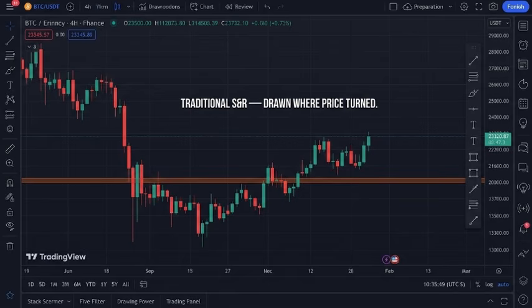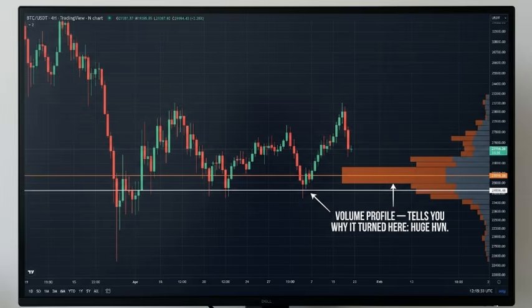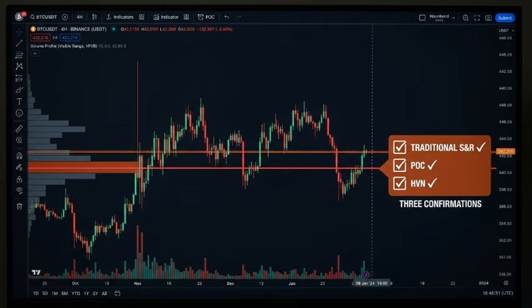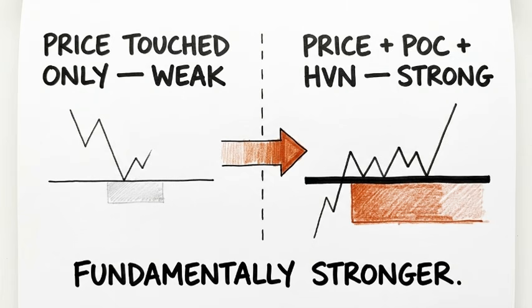Traditional support and resistance is drawn based on where price turned before. Volume profile tells you why it turned there. When a traditional support level aligns with a high volume node or the point of control from a previous session, that level has double confirmation. Price turned there because there was enormous order activity there. That is a fundamentally stronger level than a support line drawn simply because price touched it before.